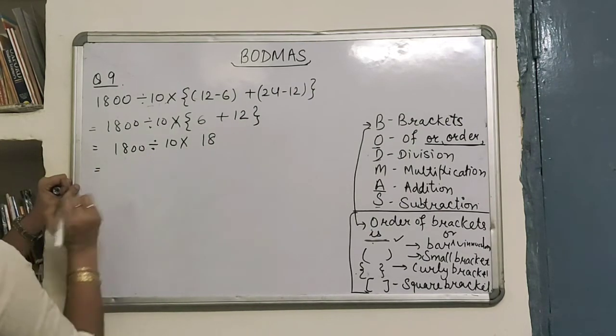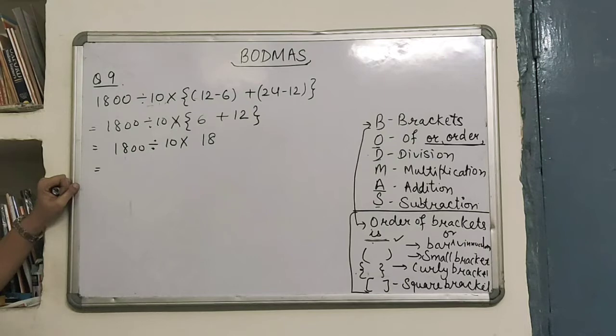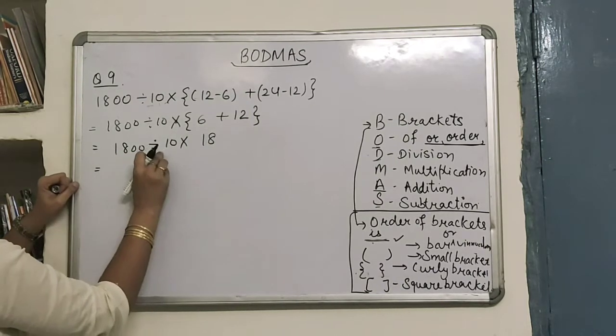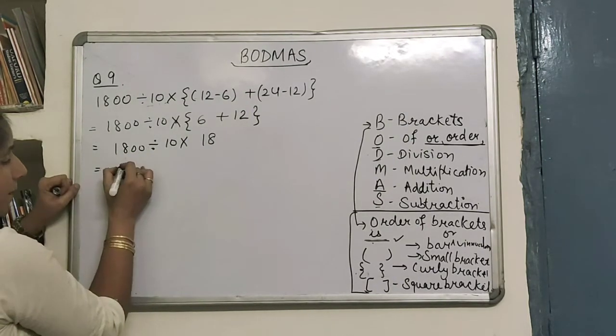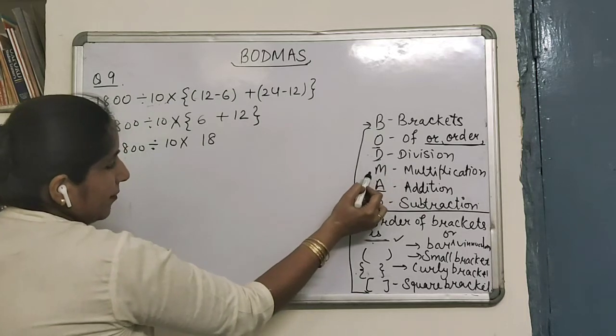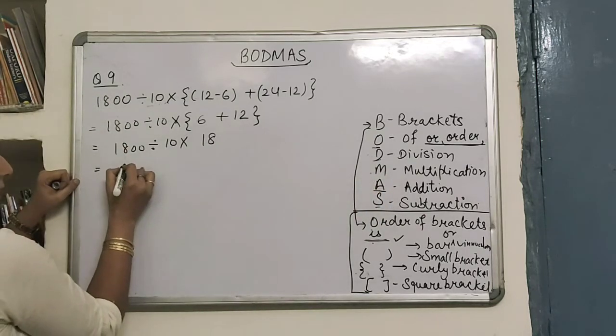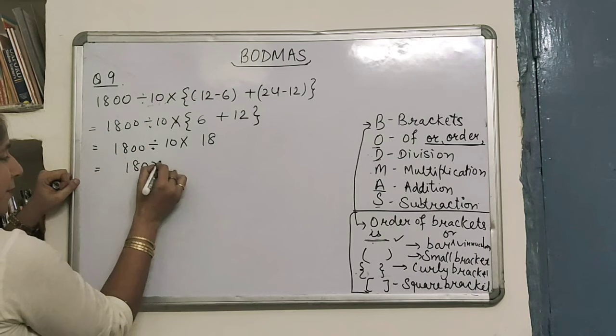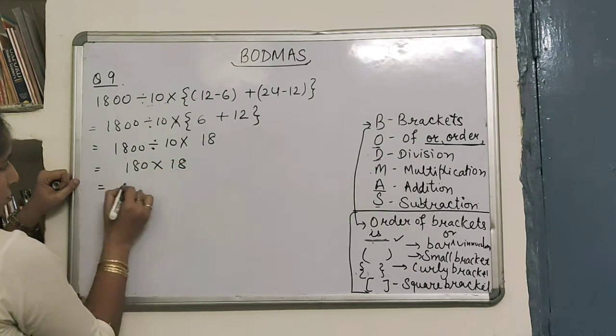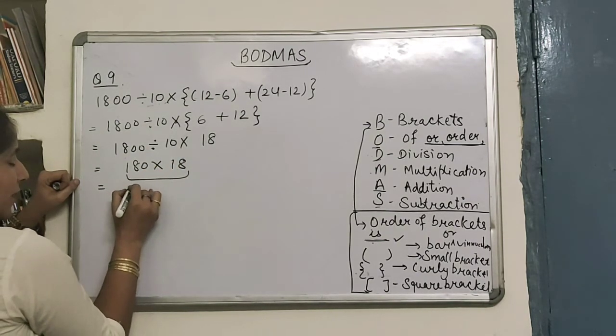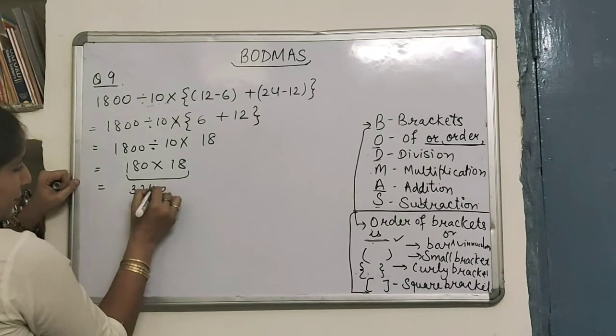Now division and multiplication both are here. So what should we solve first? First of all we need to do the division, okay? Because division comes first, multiplication later. So we will get here 180, then multiplied by 18. So solving it, what will we get? We get here 3240 as the answer.